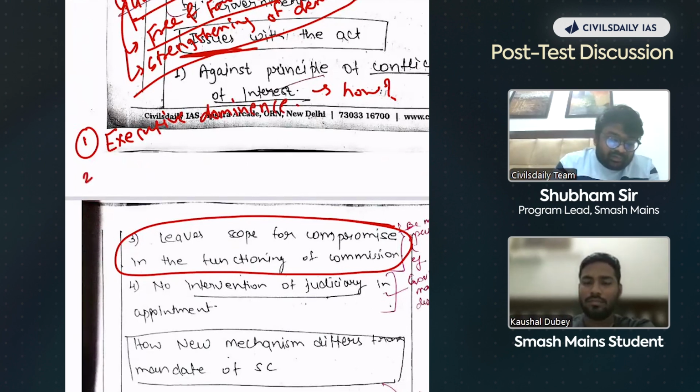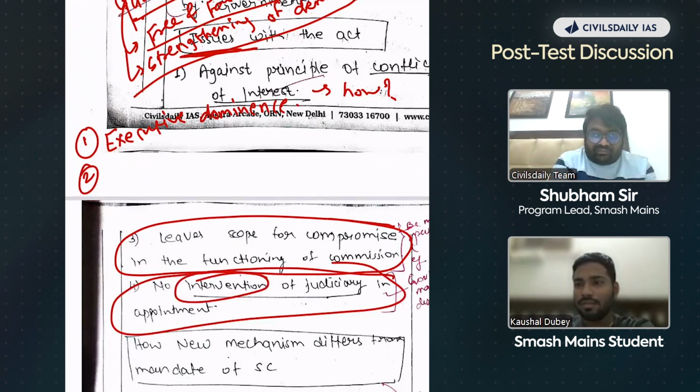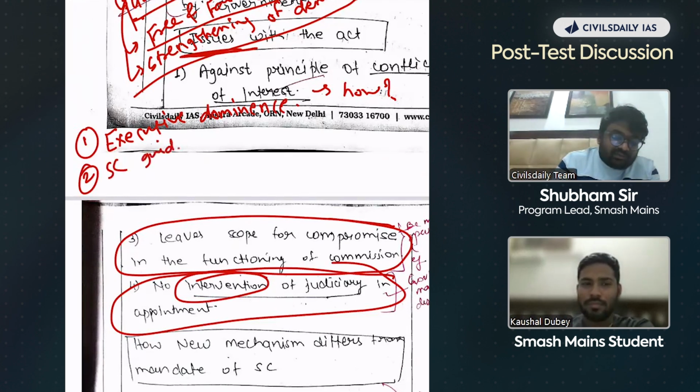Second, in the question itself, they have mentioned no intervention of judiciary in appointment. It is not the intervention, it is consultation. Yeah, consultation you can mention, or you can simply mention SC guidelines not followed.